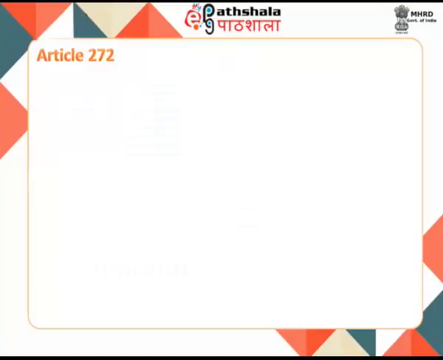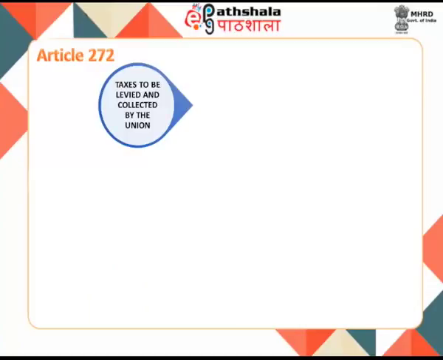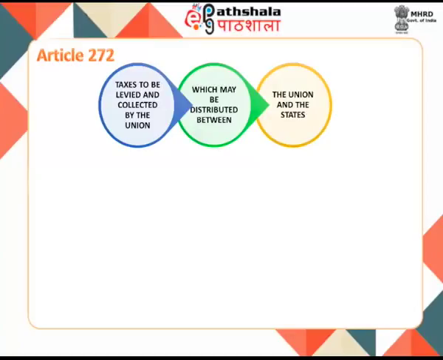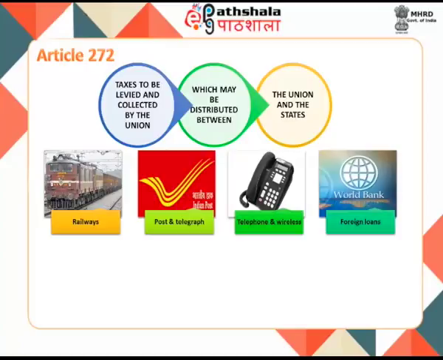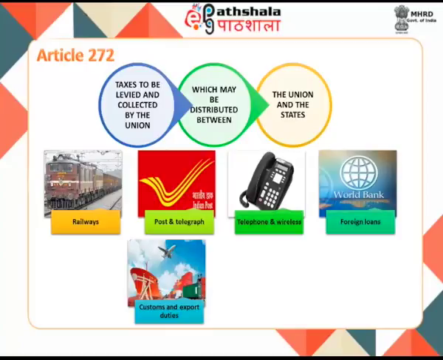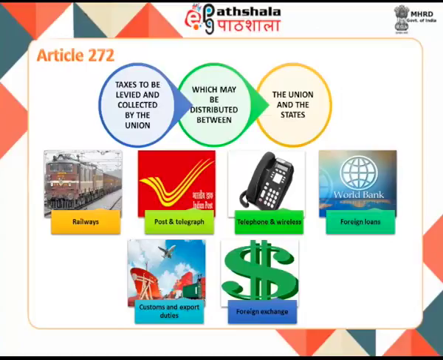Article 272 deals with the taxes to be levied and collected by the Union and which may be distributed between the Union and the states. It includes certain items given in the Union list, such as railways, post and telegraph, telephones and wireless, foreign loans, customs and export duties, foreign exchange, etc.